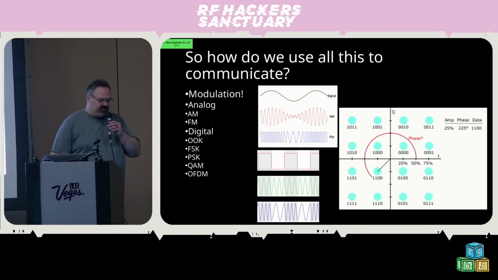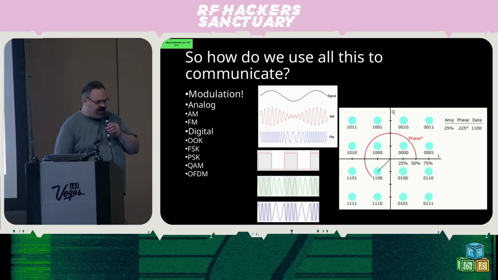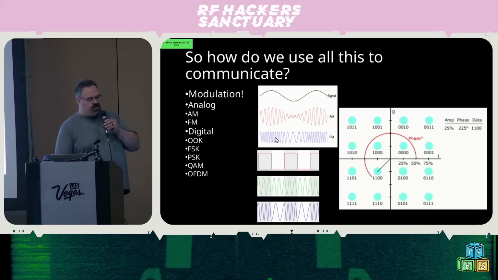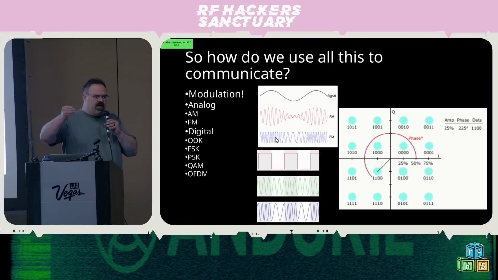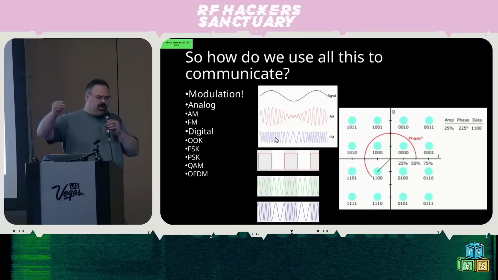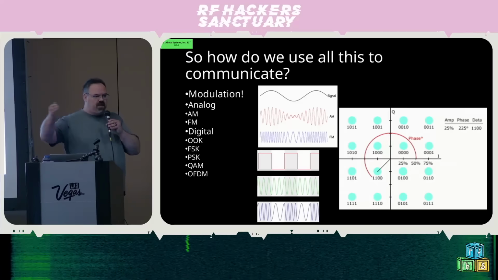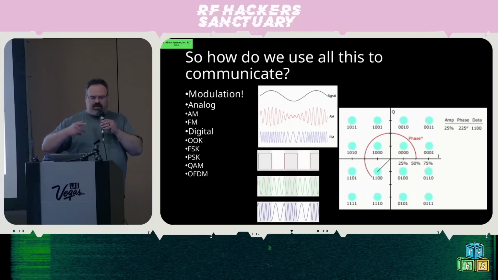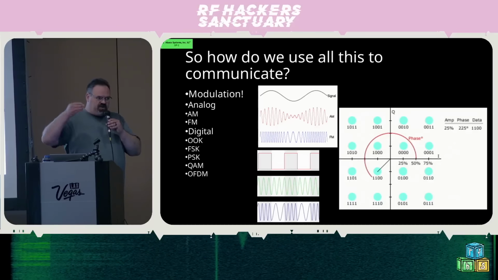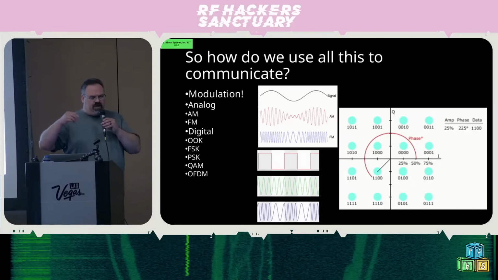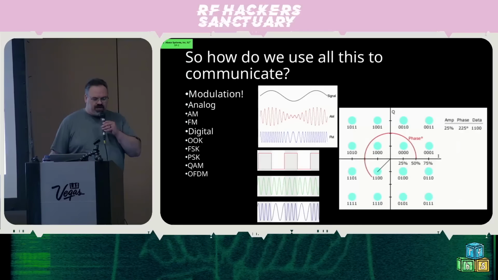Then FM is frequency modulation, where the output power stays the same, but the frequency of the carrier shifts up or down. The amount that it shifts up or down is related to the loudness of your sound that you input. The rate at which it shifts up and down is related to the frequency of the sound that you put into it.